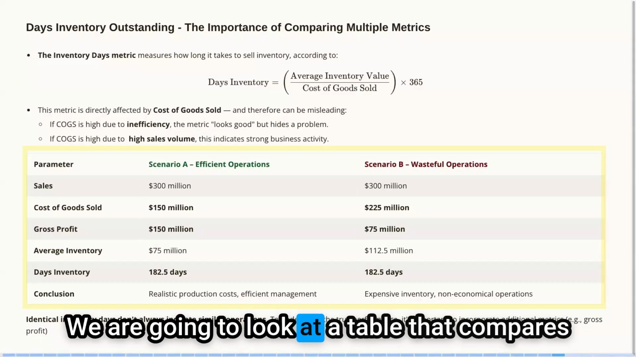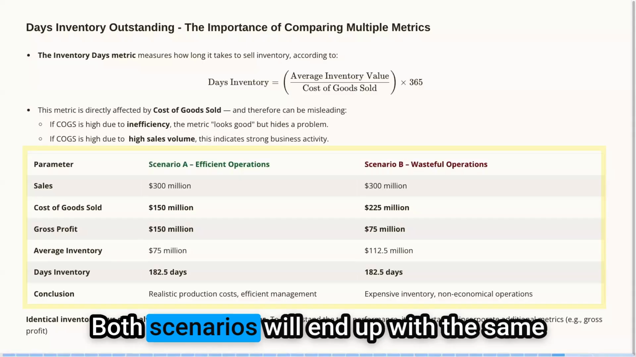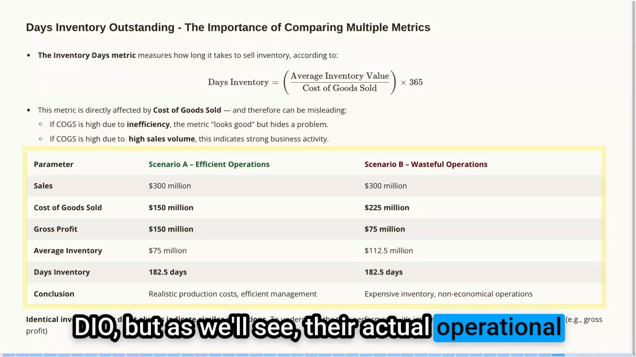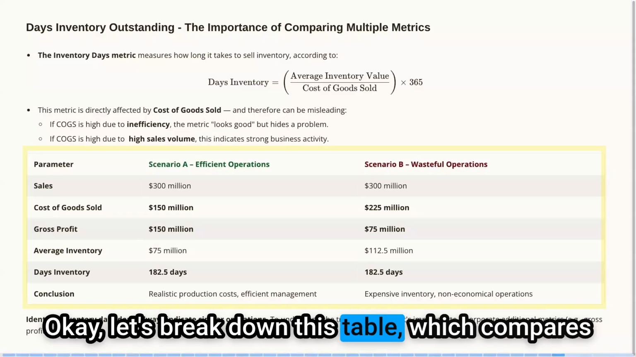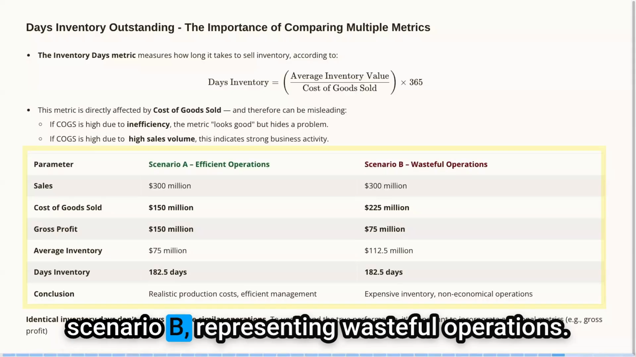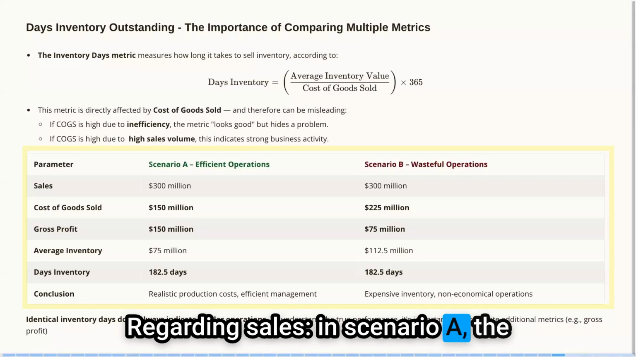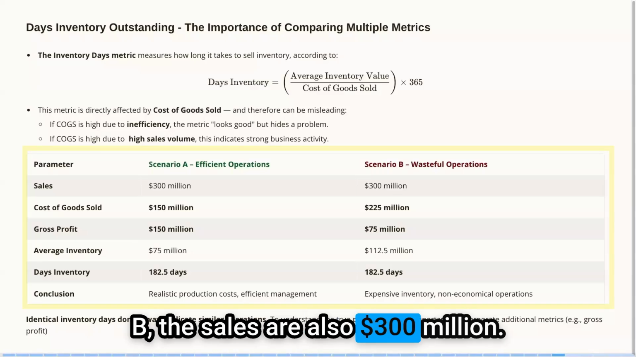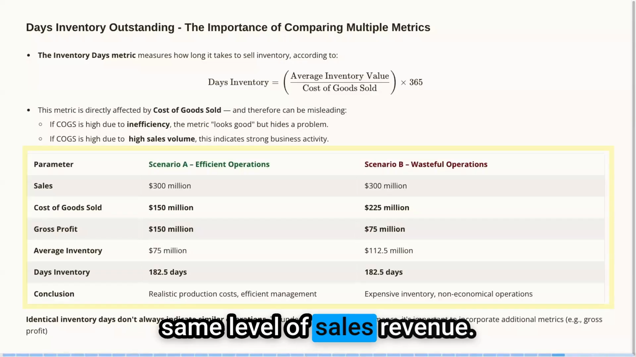We're going to look at a table that compares two different scenarios for a company. Both scenarios will end up with the same DIO, but as we'll see, their actual operational efficiency and profitability are quite different. Okay, let's break down this table, which compares scenario A, representing efficient operations, and scenario B, representing wasteful operations. Regarding sales, in scenario A, the sales are $300 million, and in scenario B, the sales are also $300 million. So both scenarios start with the same level of sales revenue.